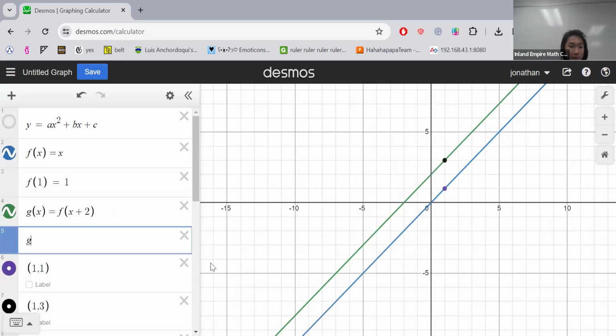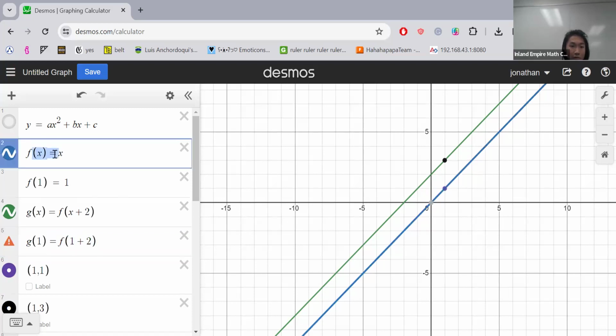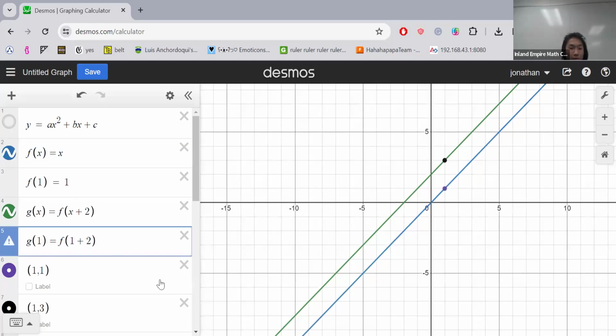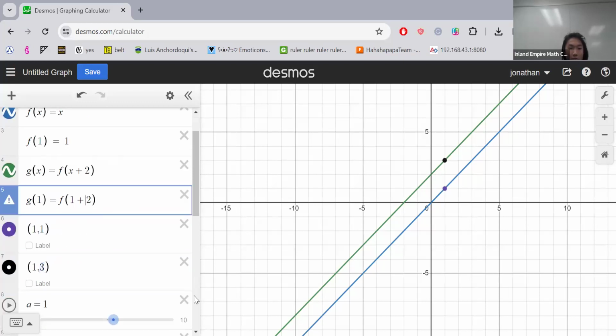But for g of x, when we're changing the input, we're going to get f of 1 plus 2, right? So rather than giving it f of 1, we're giving f of 3. And when we go back up here, what is f of 3? It's going to be equal to 3. So when you gave it 1, instead of outputting 1 like the original function here, it outputted 3 because we're adding 2.